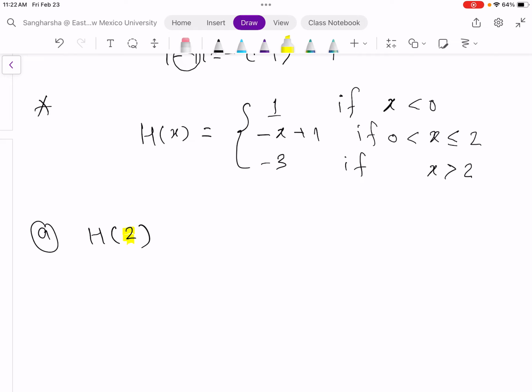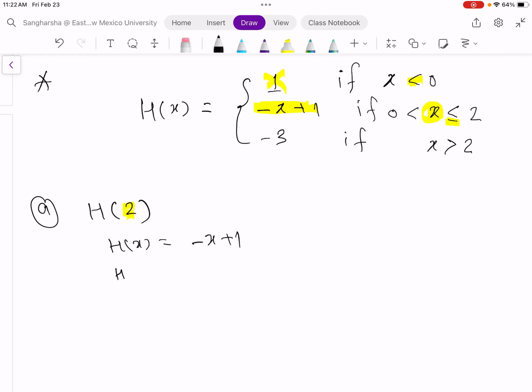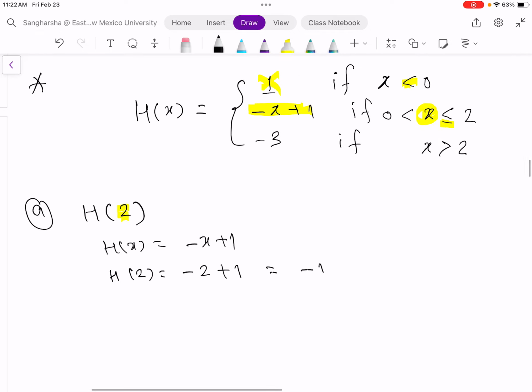Okay, 2 is not less than 0, right? So we do not use this one, okay? We have 2 is less than or equal to 2. So our x here, which is 2, is less than or equal to 2. So we have equal to 2. It means we're going to use this expression to find the output, okay? So for this input, our h of x is negative x plus 1, okay? So we substitute 2 for every x. So we have h of 2 equals negative 2 plus 1, and negative 2 plus 1 is negative 1. So when you choose your input to be 2, your output is negative 1.